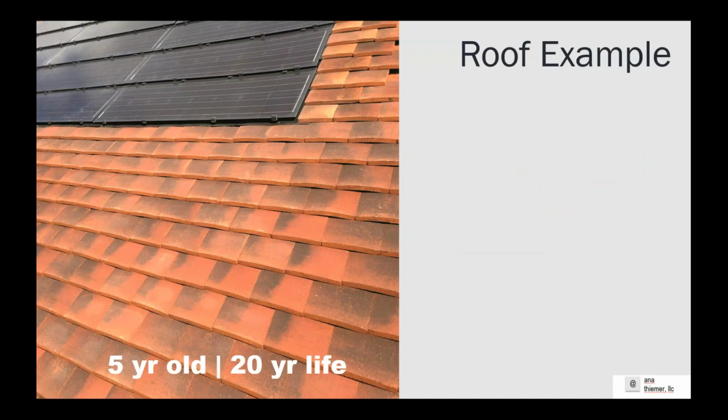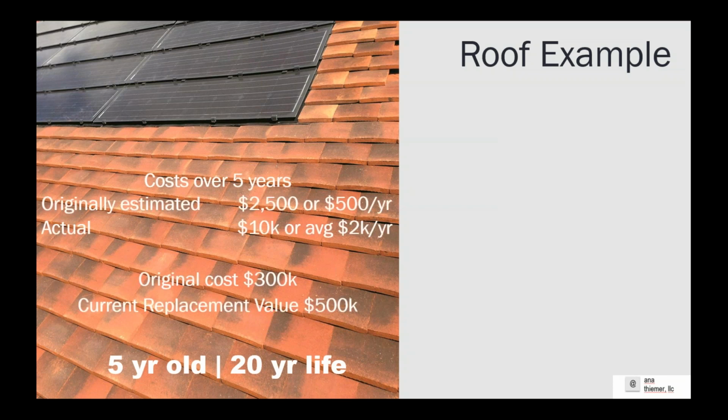So let's take a look at an example. We have a roof example. A 5-year-old roof, with a 20-year life. The costs over 5 years were originally estimated at $500 a year, which totals $2,500. Our actual costs over 5 years are $2,000 a year, or a total of $10K. Our original cost of the roof was $300K, and our current replacement value is $500K.